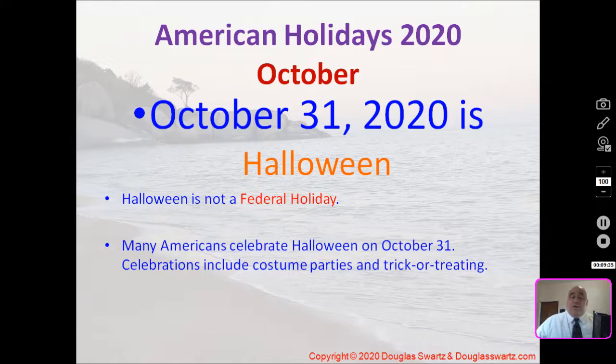The next one, October 31, 2020, is Halloween. It is not a federal holiday. Many Americans celebrate Halloween on October 31. Celebrations include costume parties, trick-or-treating. It's an excuse to have a lot of fun, eat a lot of candy.